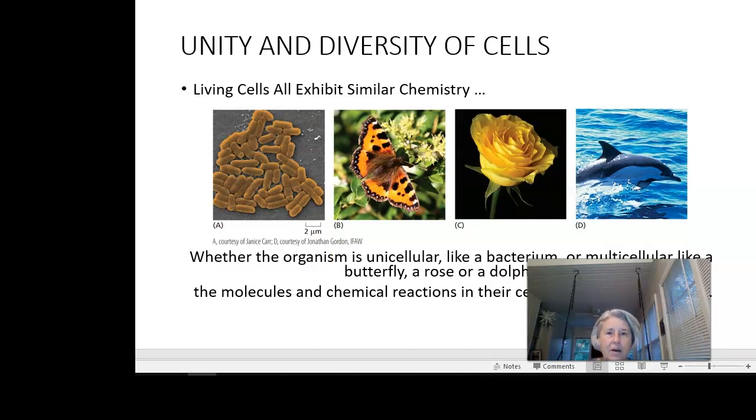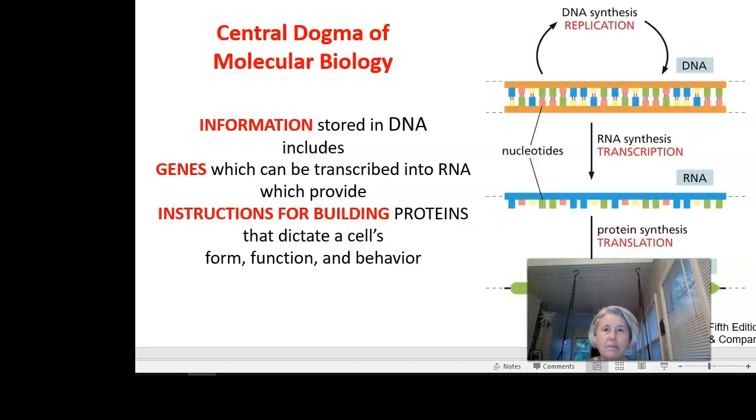However, underlying it all, that property of life demands that living cells all exhibit a chemistry that's fundamentally very, very similar. The molecules that we call biomolecules that do the jobs of a cell, and the chemical reactions that happen in the cells are amazingly similar, whether you're talking about a unicellular prokaryote like a bacterium, or if you're talking about an insect, a plant, a mammal, or some other type of organism.